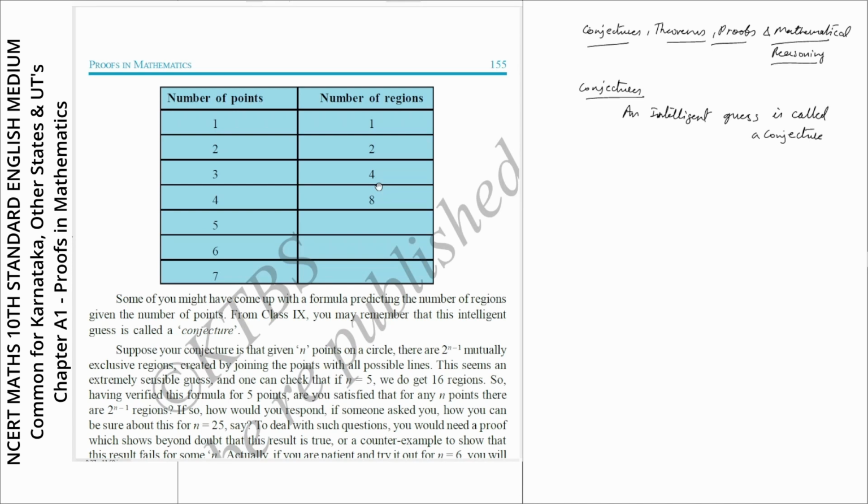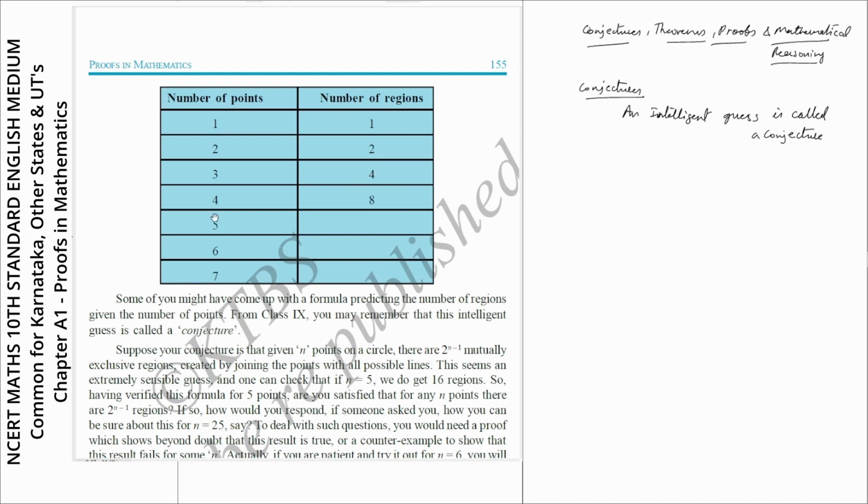So yes, definitely we can guess. The number of regions is given by this formula 2 to the power of n minus 1. We can check it when n is equal to 1. 2 to the power of 1 minus 1 is 2 to the power of 0, which is 1. When n is equal to 2, we get 2 to the power of 2 minus 1, which is 2 to the power of 1, which is 2. Similarly, when there are 3 points, that means n is equal to 3, 2 to the power of 3 minus 1 is 2 to the power of 2, which is 4.